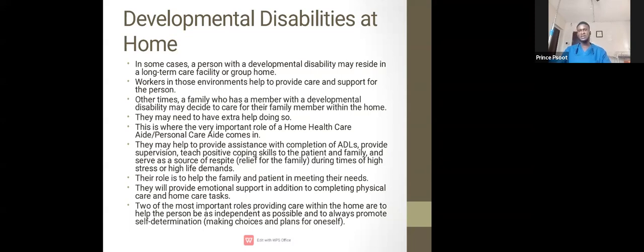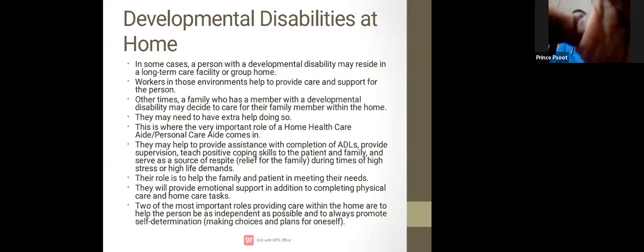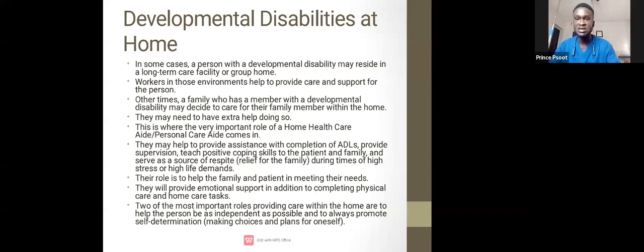So that's where we come in as home health aide and personal care aide. You have to relieve this family during the times of stress, or help in meeting their needs. They'll provide emotional support in addition to completing physical care and home care tasks.